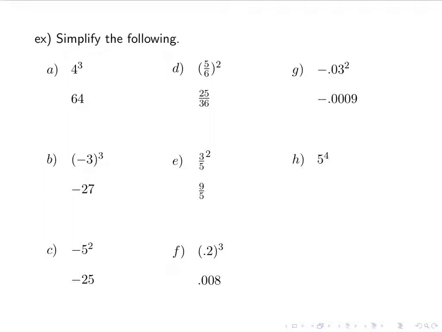The next one is 5 to the 4th. So that's 5 times 5 times 5 times 5. If you do that out, you should get 625.